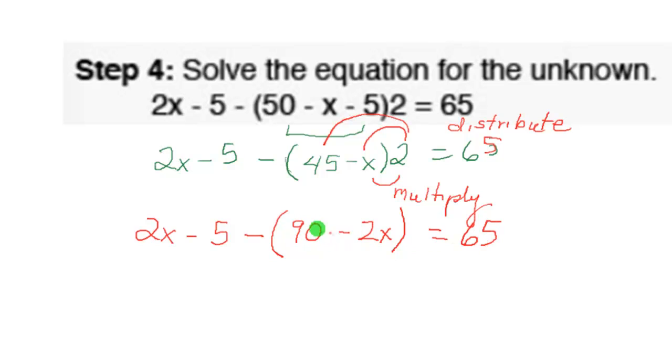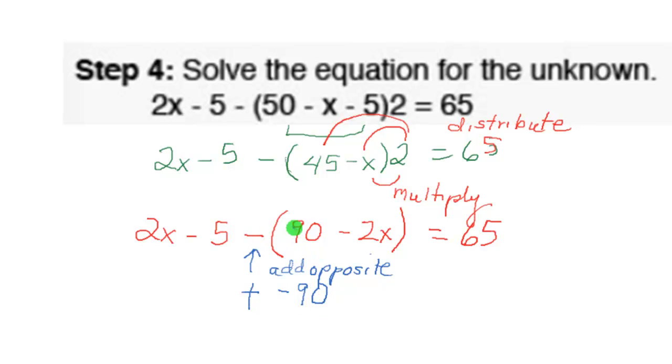Now, the reason I left the parentheses is because we're going to have to do something with this subtraction sign. It too is going to be distributed. So anytime you have a subtraction in front of a parentheses, we need to add the opposite of what's in the parentheses. We change this subtraction to addition, and then we add the opposite. And to add the opposite of what's in the parentheses means that you're going to change the signs of every term in the parentheses. So this is going to become a negative 90.